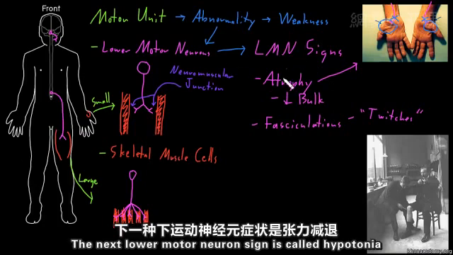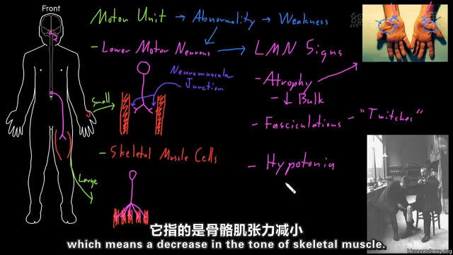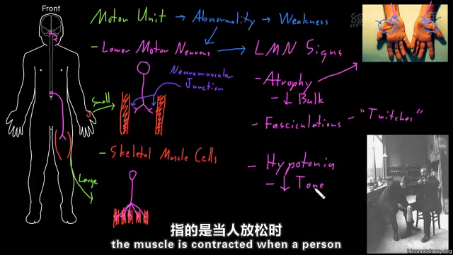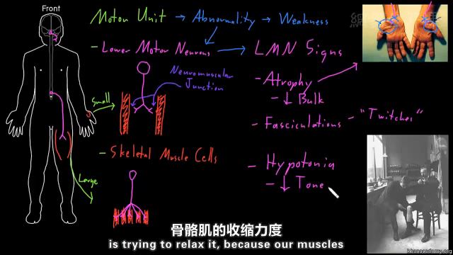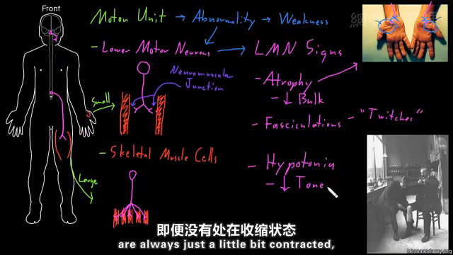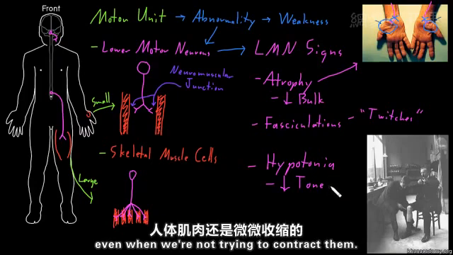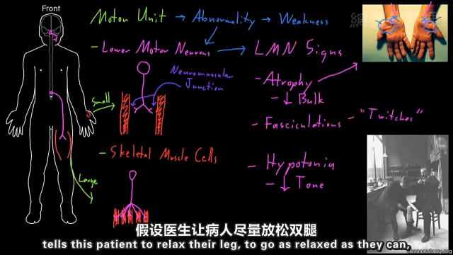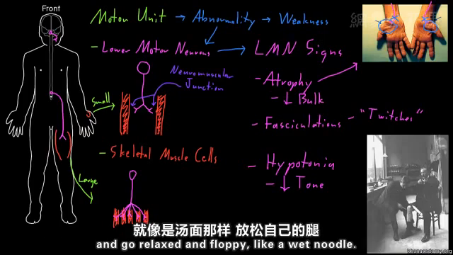The next lower motor neuron sign is called hypotonia. Hypotonia, which means a decrease in the tone of skeletal muscle. Now, the tone of skeletal muscle refers to how much the muscle is contracted when a person's trying to relax it, because our muscles are always just a little bit contracted, even when we're not trying to contract them. So, for example, let's say that this doctor here tells this patient to relax their leg, to go as relaxed as they can and go relaxed and floppy like a wet noodle.